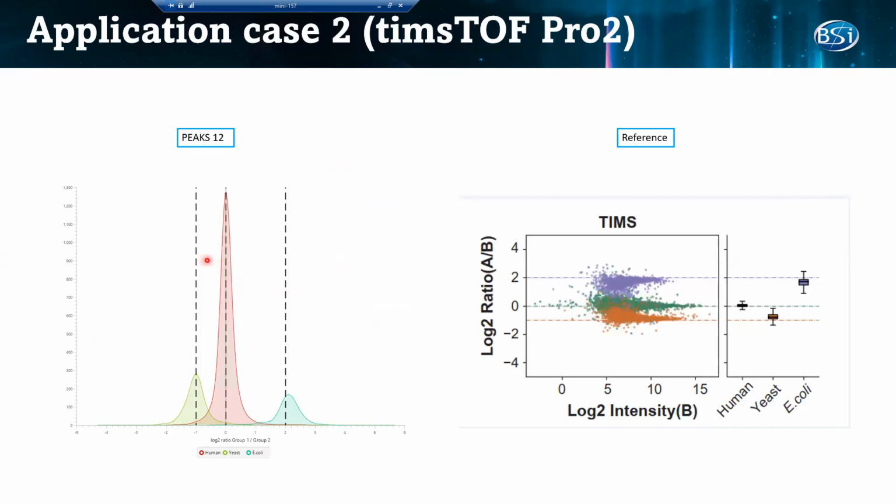And then we can compare the results to see that for the human and the yeast, the ratio is correct. For the E. coli, in fact, both of our benchmarks show that they are a little biased here. So I think this is still acceptable. So we know that the result is good.